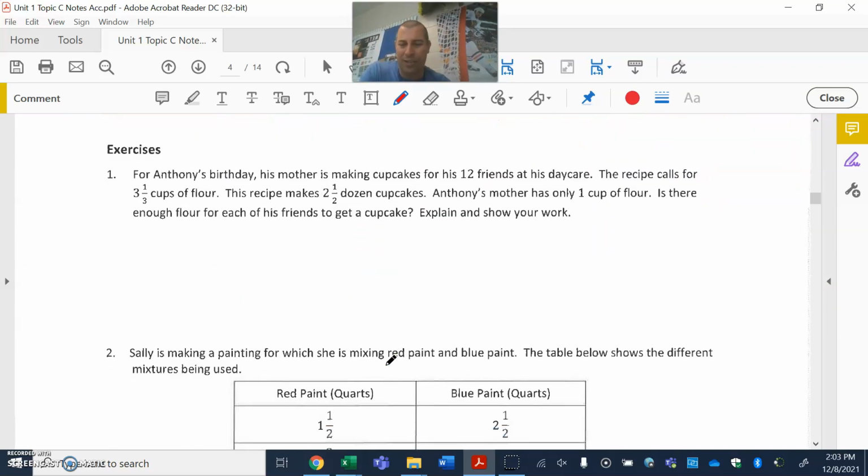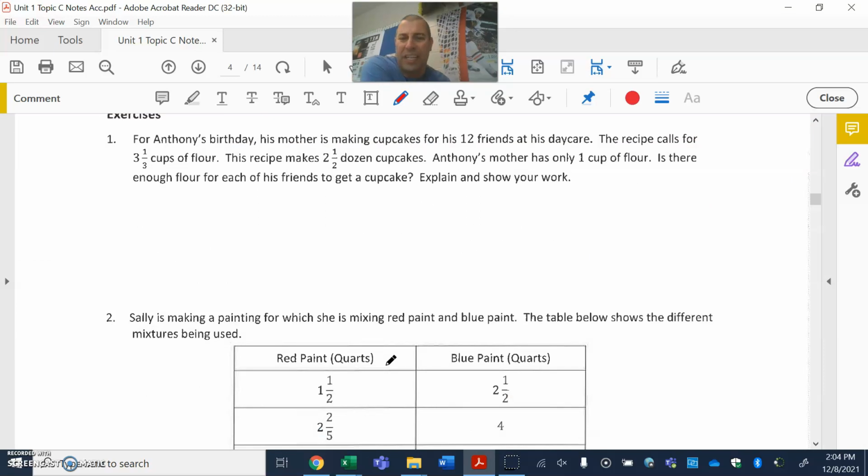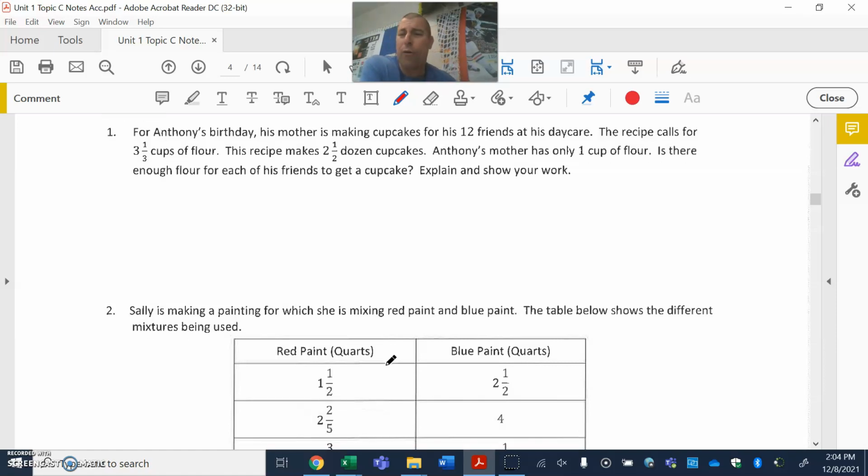Let's see what else we're looking at here. For Anthony's birthday, his mother's making cupcakes for his 12 friends at his daycare. Assuming Anthony is a very young child, but not too young. You can't be giving those babies cupcakes. The recipe calls for 3 1/3 cups of flour. This recipe makes 2.5 dozen cupcakes. Anthony's mother only has 1 cup of flour. Is there enough flour for each of his friends to get a cupcake? Explain and show your work.